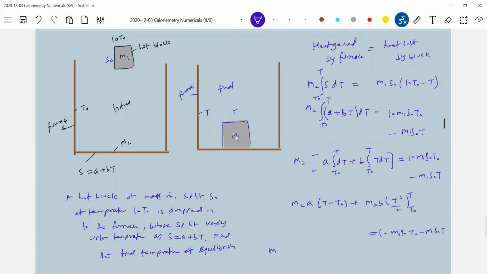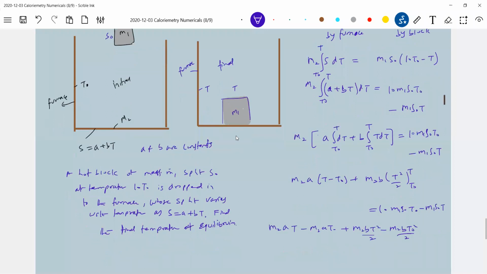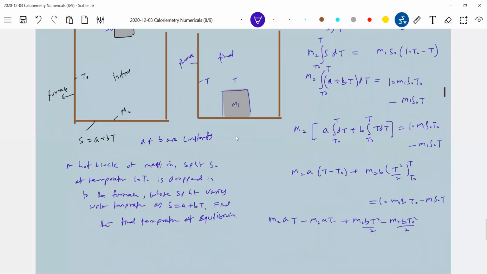Let's solve further. M2A, where A and B are some constants. So this will be M2A T minus M2A T naught plus M2B T square by 2 minus M2B T naught square by 2, all divided by, sorry, this one, 10 M1 S naught T naught.